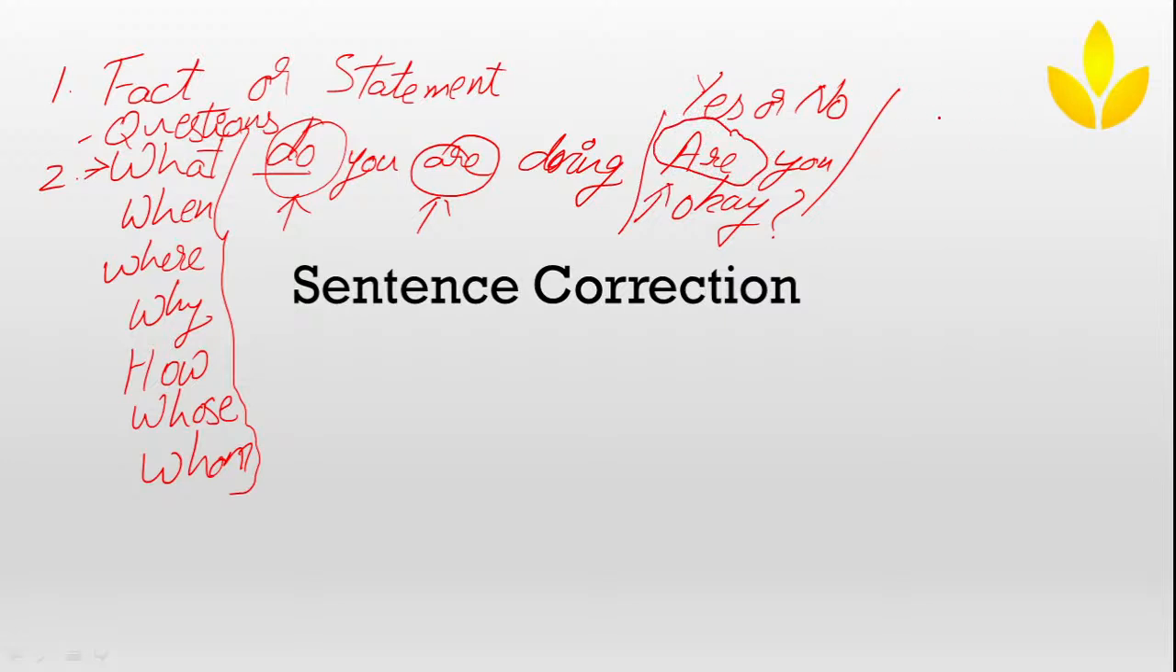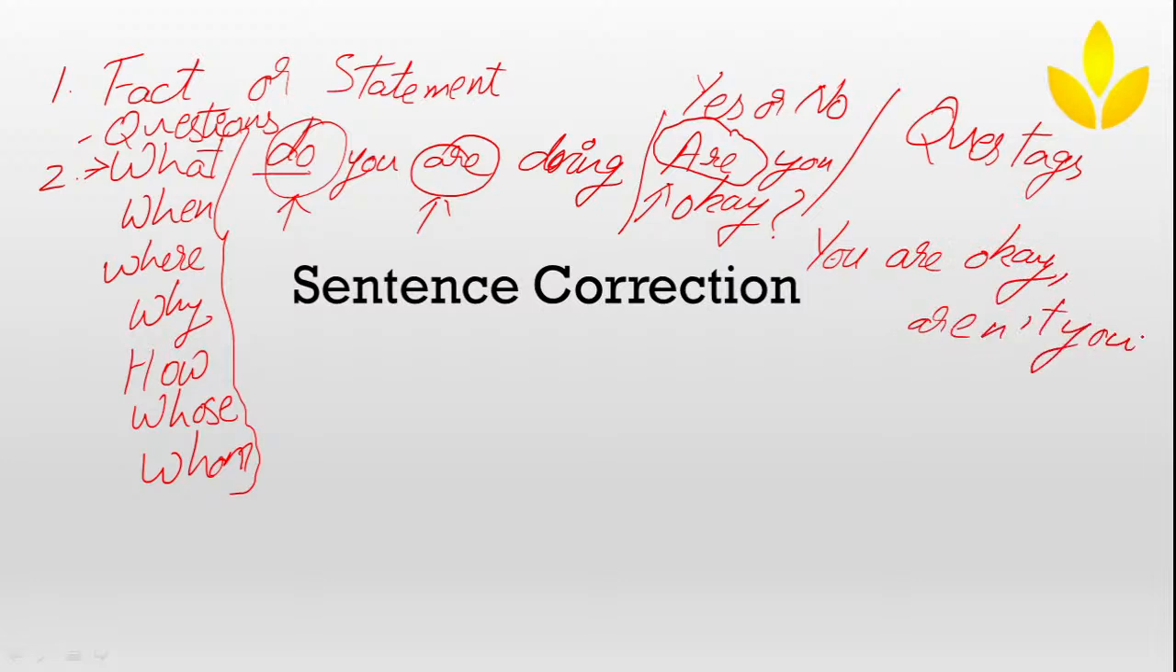The last way to ask a question is question tags. First we give a statement followed by a question tag. Are you okay? We can use a question tag like, you are okay, aren't you? So when I negate the sentence, this is called a question tag. If the beginning of the sentence contains a positive, it will be followed by a negative. These are called question tags.